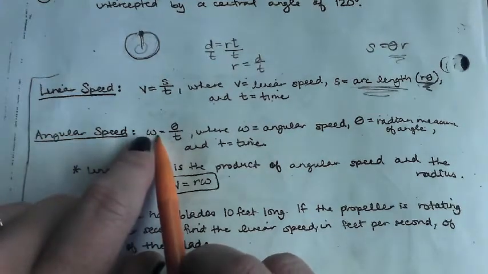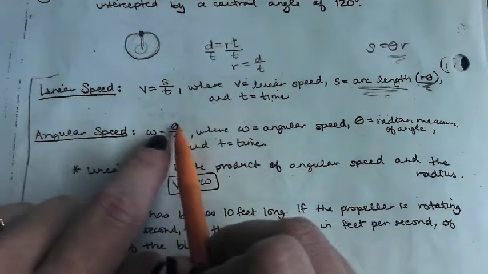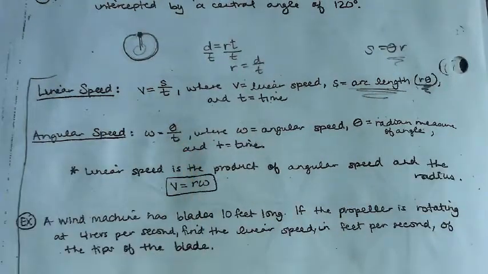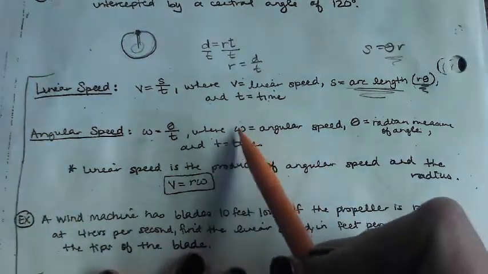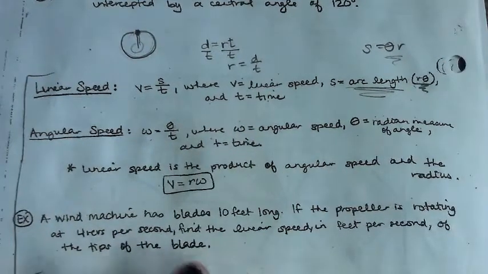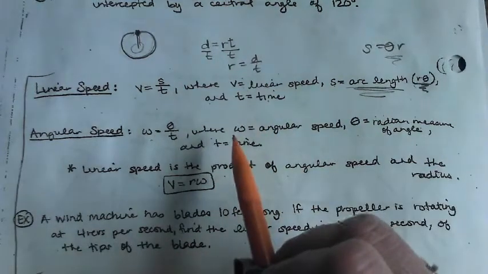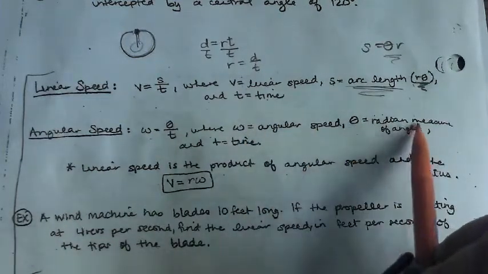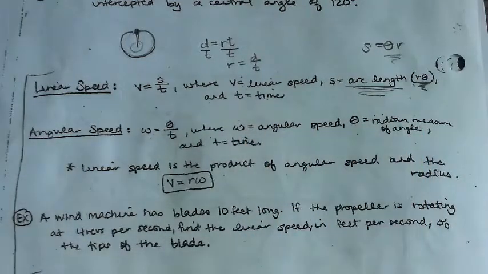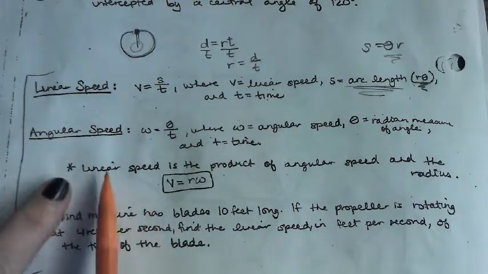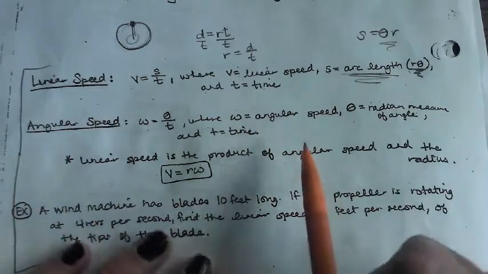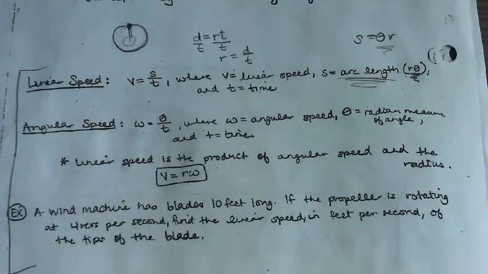Your angular speed is the change in the angle measure that you're traveling over how much time. Where, again, this, I don't know if it's a W. It's like a weirdly looking W. It might be a Greek something, I'm not sure, but we're going to call it W for lack of a better name. W is the angular speed, theta is the radian measure of an angle, and t is the time. And then I have this asterisk here, that linear speed is the product of angular speed and the radius.